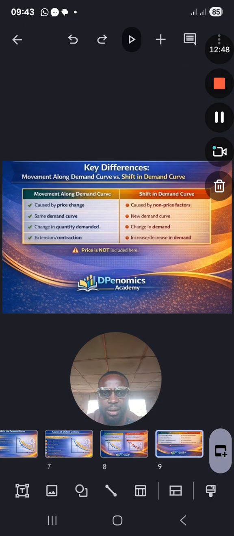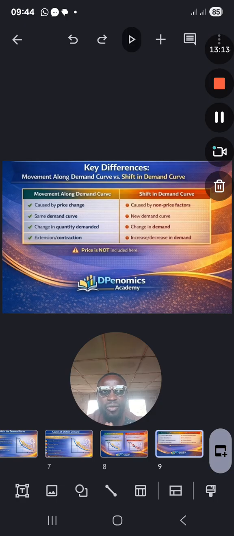Now, key differences between movement along demand curve and shift in demand. For movement along demand curve, we say it is caused by price change, which is price of the commodity alone. A shift in demand is caused by non-price factors, which is to say every other factor apart from price can cause a shift in demand. Number two says same demand curve.